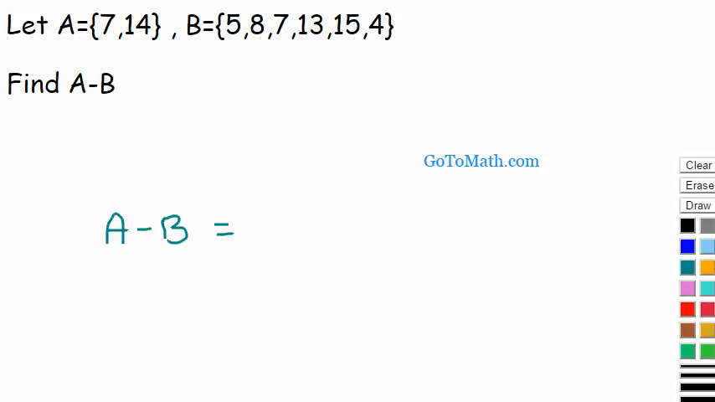All right, so let's take a look at this. We have 7 and 14 in A. Is there a 7 or a 14 in B? And guess what? There is. There's a 7 in B, and there's a 7 in A. So we want to toss this 7 out. And what are we left with? Well, there's not a 14 over here. The only thing we're left with is 14. See that? That's how easy that is. That's all we're left with is 14.